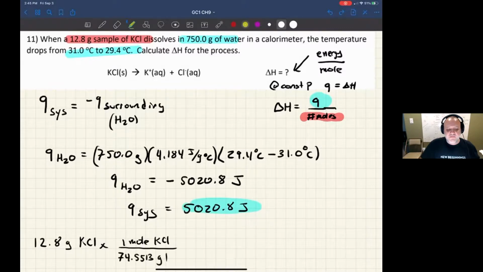That's 74.5513 grams per mole. And I calculate that I used 0.17169 moles of calcium chloride.